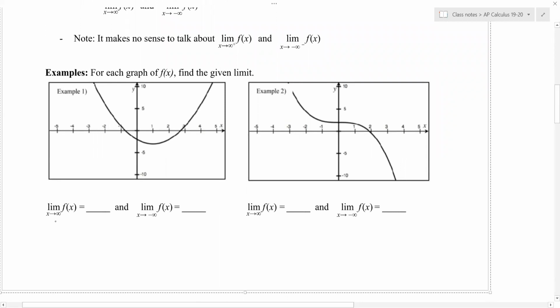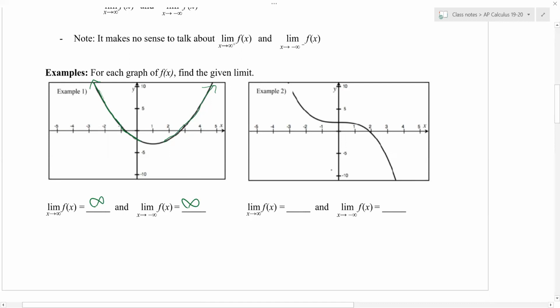So as x approaches infinity, it means we're going to the right. As we're going to our right, the function is increasing. And it doesn't stop increasing, so the limit approaches infinity. As we're going to our left, we're also going up and up and up. So that's also approaching infinity.